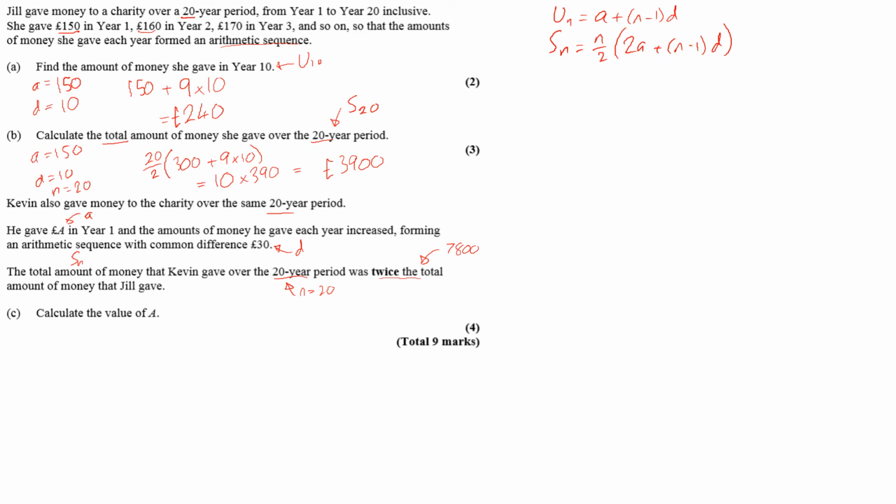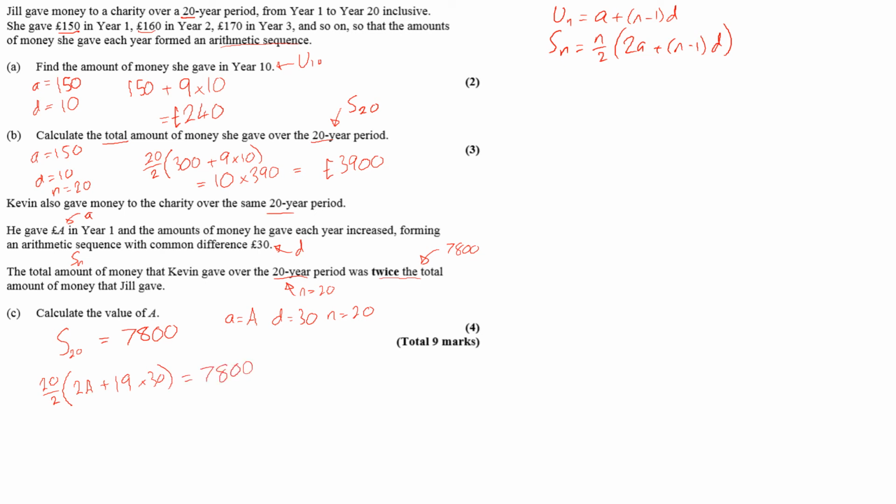So putting that all together, we're saying that Kevin's sum over 20 years is equal to twice Jill's sum over 20 years, which is equal to £7,800. We know that A is just this capital A, we know D is 30, and we know N is 20, so we'll plug them in. S20, we're going to have 20 over 2, we're going to have 2A, we don't know that. N minus 1 is 19, and D is 30, and we know that's equal to 7,800.